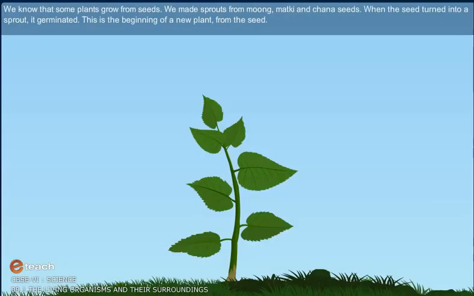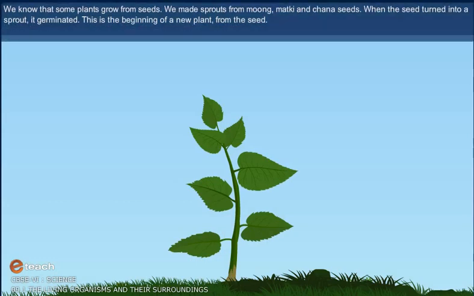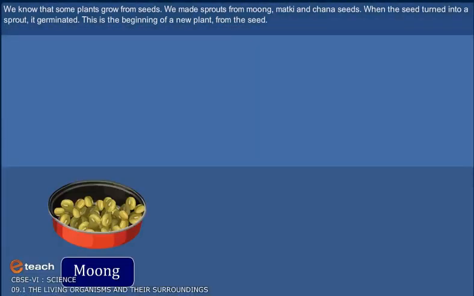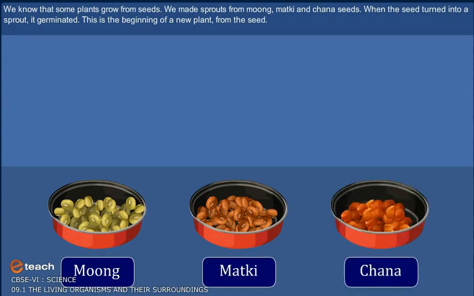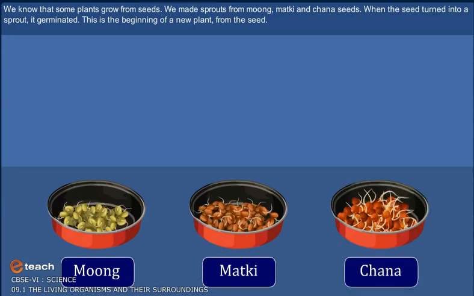We know that some plants grow from seeds. We made sprouts from moong, matki, and chana seeds. When the seeds turned into a sprout, it germinated. This is the beginning of a new plant from the seed.